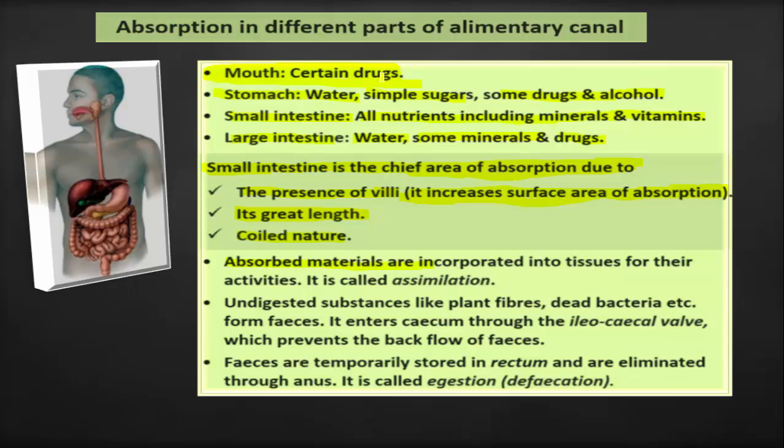Absorbed materials are incorporated into the tissues for their activities. This is called assimilation. Try to remember this definition. Once the materials are absorbed into the tissues, how are they transported? All the digested food, the end products of digestion, are transported to body cells through the blood and lymph, and this is carried out either by the active process or by the passive process. It may be osmosis for water absorption, it may be diffusion for the absorption of solutes.